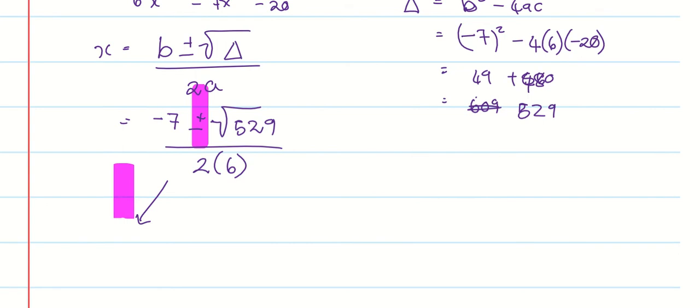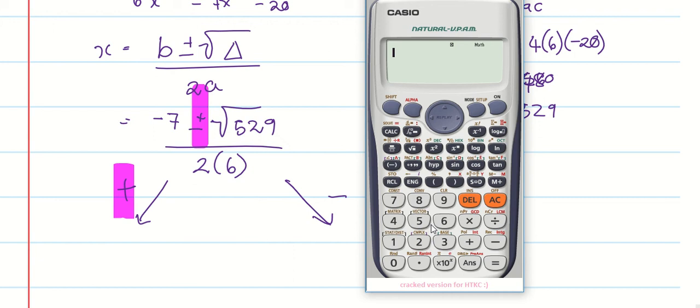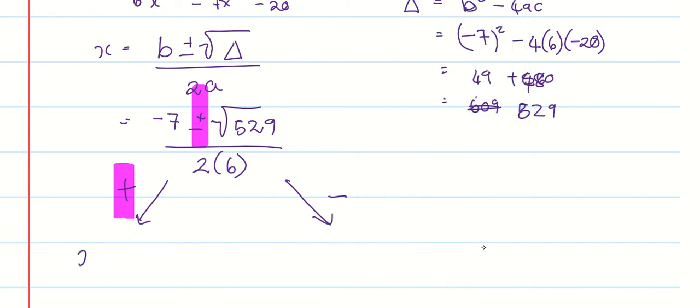So I'm going to do the positive on this side and the negative on the other side. Then I'm going to determine my answers, and then I'm going to simply write down my answers. So now I'm going to type in the equation. I say negative 7 plus square root of 529 over 2 times 6 is equal to 12. You could have typed in 2 times 6. You see my first answer is going to be x is equal to 4 over 3.